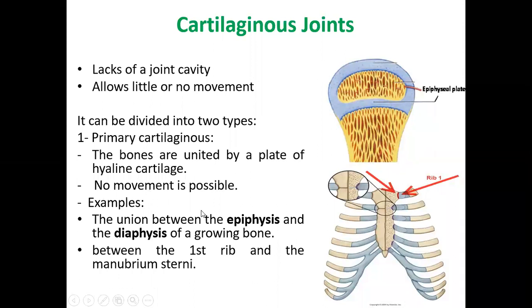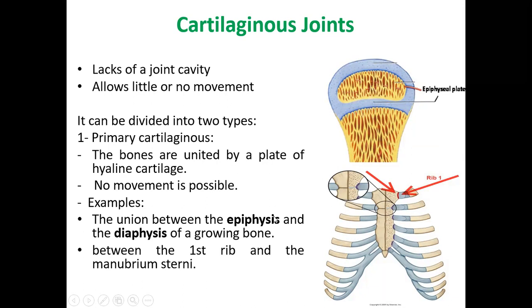Next, the union between the epiphysis and the diaphysis. Here, this is a long bone. There are different parts of the bone in development. The terminal part is called the epiphysis and the middle shaft is called the diaphysis. Initially, during childhood, the epiphysis and diaphysis are separate. Later they fuse. Before they fuse, there is formation of a cartilage here. This is the hyaline cartilage between the epiphysis and diaphysis. Later it becomes bone.